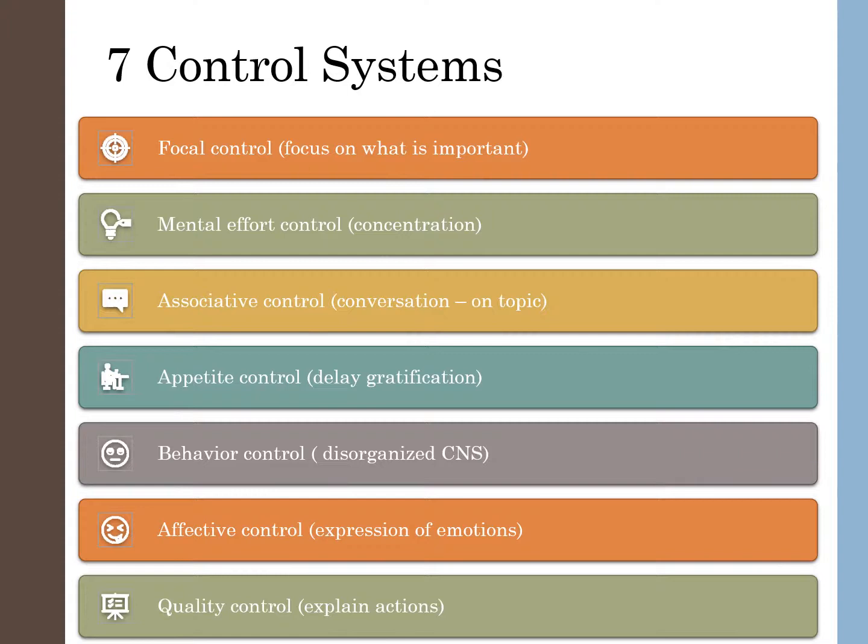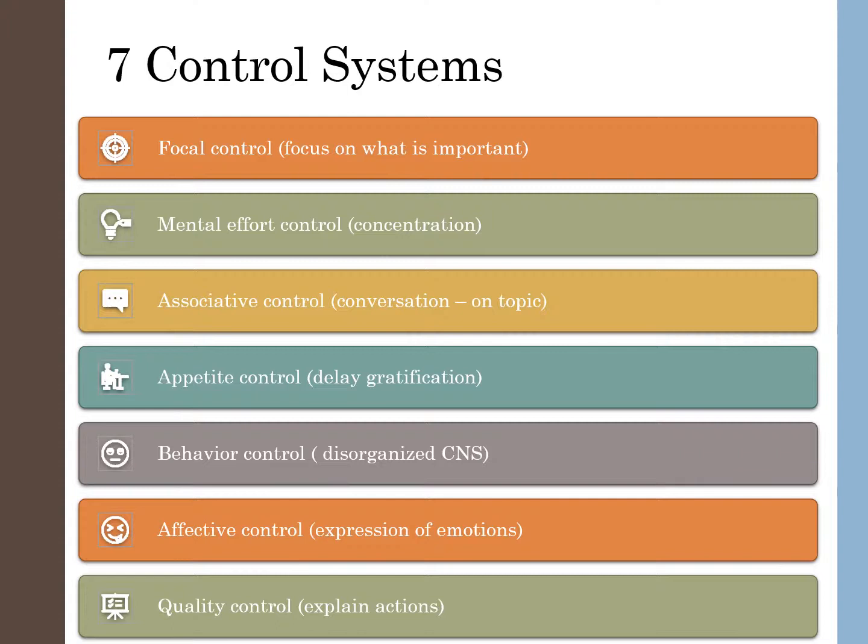There are 12 control systems that everyone must develop for internal control and organization. We are going to discuss 7 of those 12 that individuals with ADHD have specific difficulty with. The first is focal control, which is the ability to focus on what is important. We've already discussed examples of focal control that children have in the classroom. Next is mental effort control, where the individual has to work at concentrating, resulting in mental fatigue because they have to work so hard.